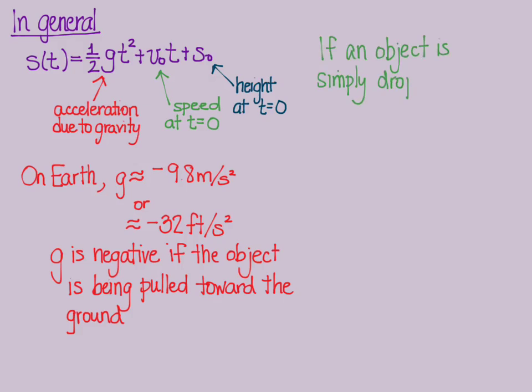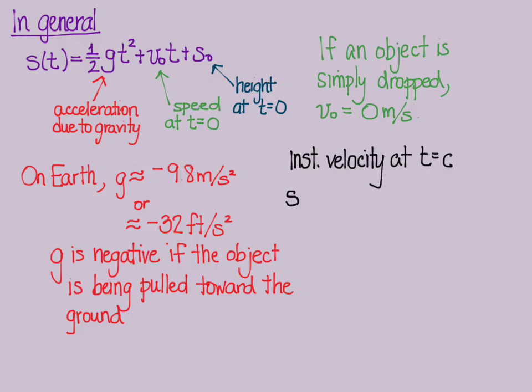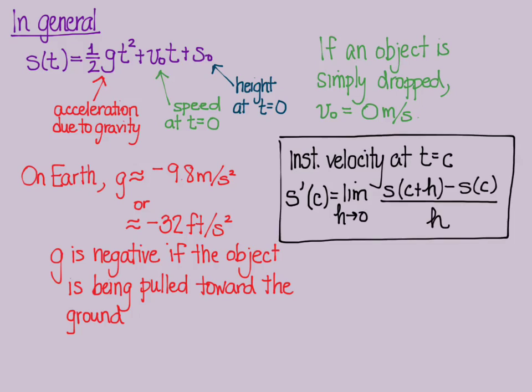If an object is simply dropped, the velocity at time 0 is actually 0 meters per second. The only time it will have a positive velocity is if it's actually hurled down. The instantaneous velocity at time c is given by s prime of c equals the limit as h goes to 0 of s of c plus h minus s of c all over h. Remember, that's the instantaneous velocity, which is given by the derivative of the position function.